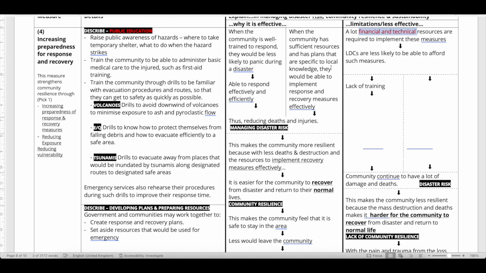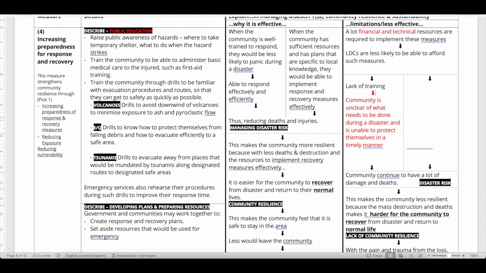Okay, so because I cannot afford such measures, I cannot train properly. Then what happened in the end? I cannot train, they don't know what to do. Okay, they don't know what to do, they cannot protect themselves in a timely manner, and there continue to be a lot of deaths. All right.